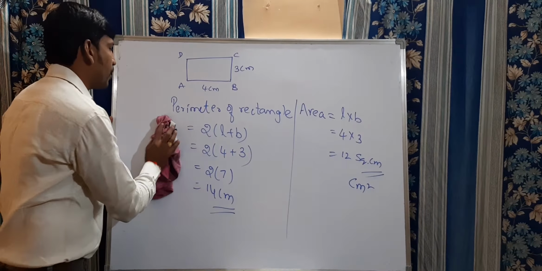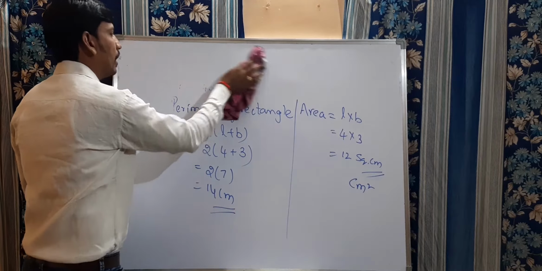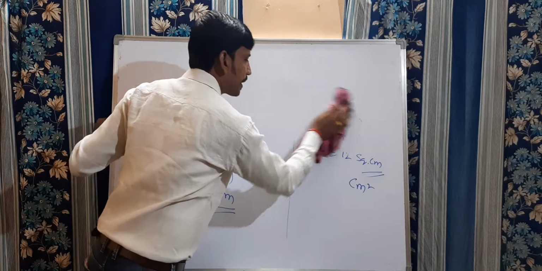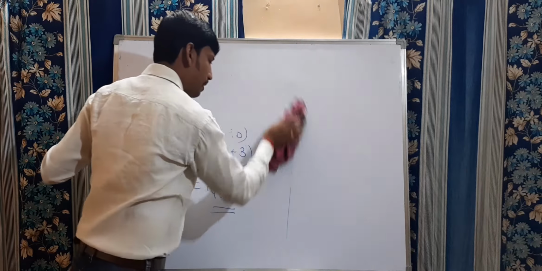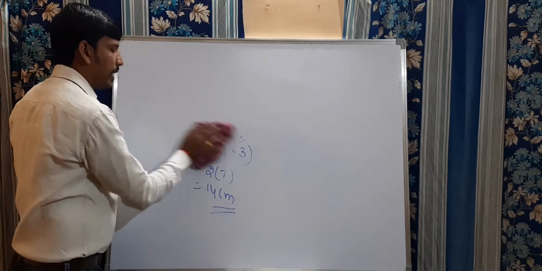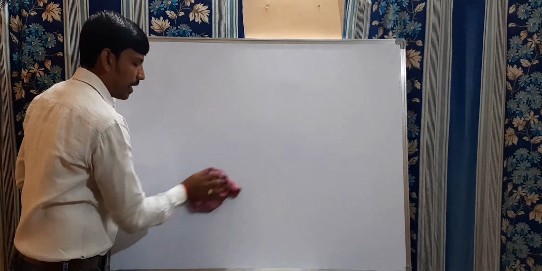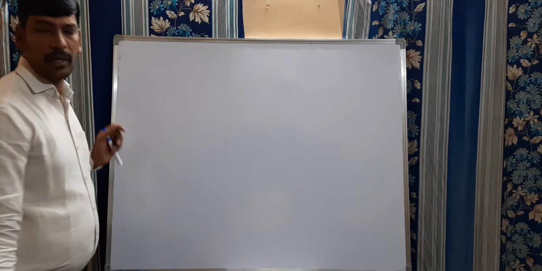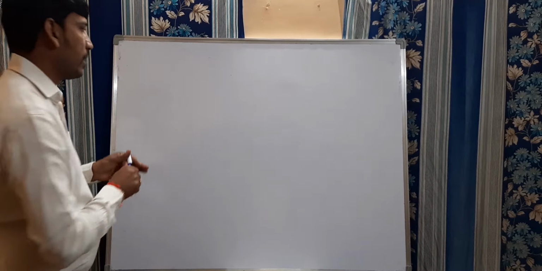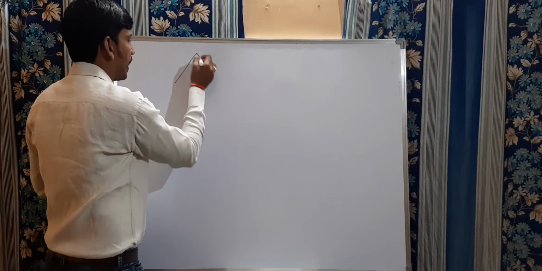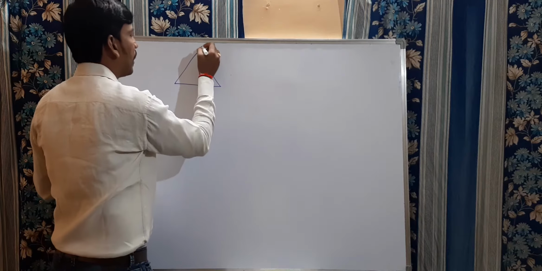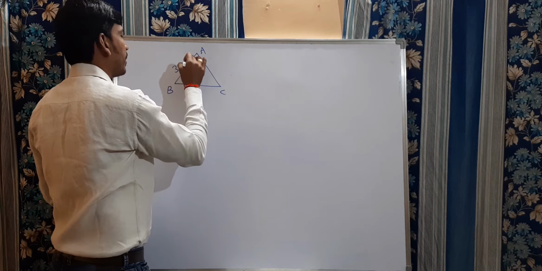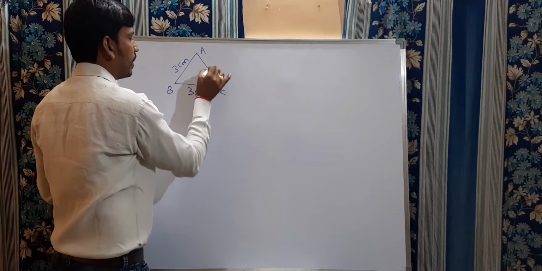Now coming to how to find the perimeter of a triangle. Let us take a small triangle. For a rectangle or square we have some formula, but how to find the perimeter of a triangle? Generally, if it is an equilateral triangle, we know the formula, that is 3 into a, right? Let us take a triangle ABC, in which all sides are equal, that is 3 centimeters, 3 centimeters and 3 centimeters.